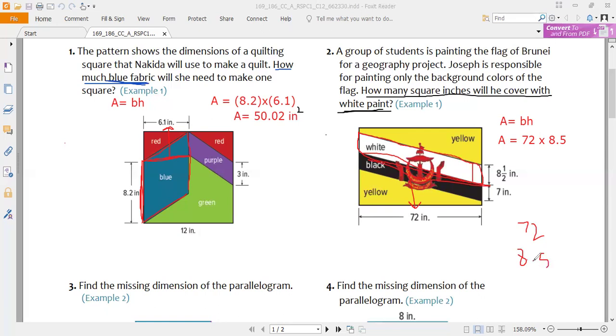Okay, this is a decimal. So let us multiply: 5 times 2 is 10, and we write 0. Then 5 times 7 is 35, plus 1 will be 36. Next we put a 0 because we are going to multiply by the next digit. Then 8 times 2 is 16, carry 1. Now 8 times 7 is 56, plus 1 will be 57.